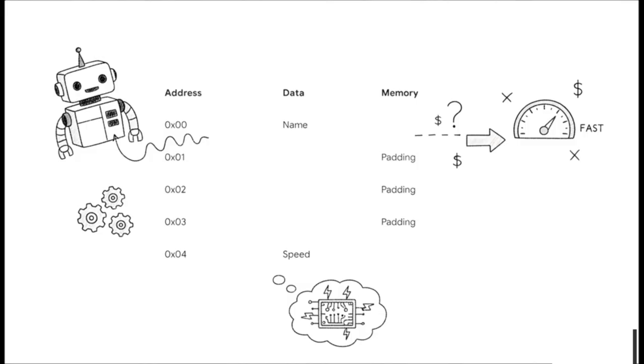Say your robot's name is a single character sitting at memory address 0x00. It takes up exactly 1 byte. But your speed is a 4-byte integer. The processor absolutely does not want to read a 4-byte integer starting at address 0x01. It wants it starting at a clean multiple of 4, like 0x04. So what does the compiler do? It stuffs addresses 0x01, 0x02, and 0x03 with completely useless, wasted padding bytes, just to push that speed variable down to the 0x04 boundary. You never asked for those bytes, but they're there anyway, just eating up your RAM.